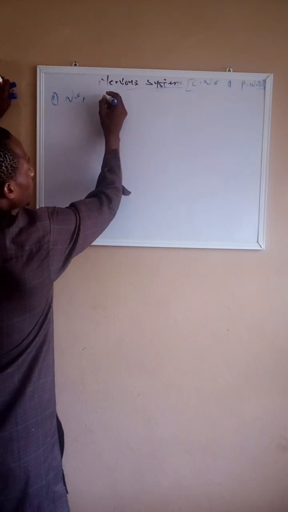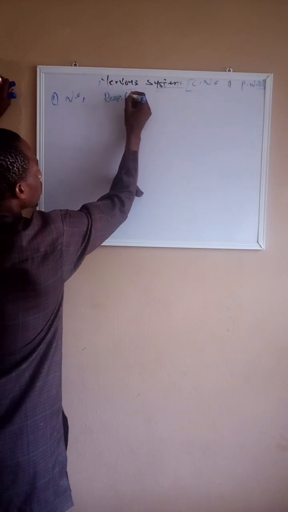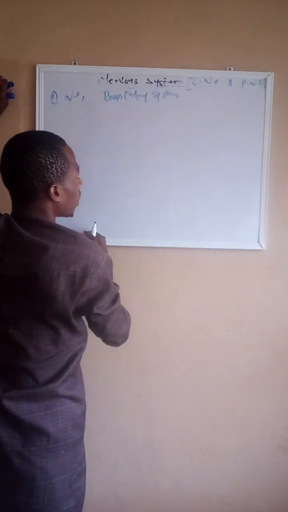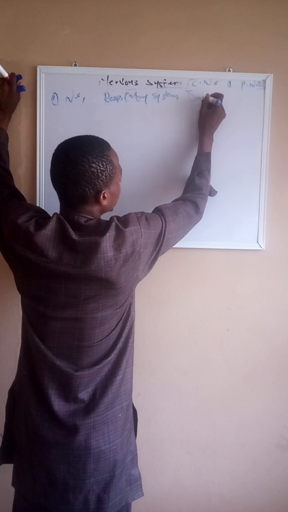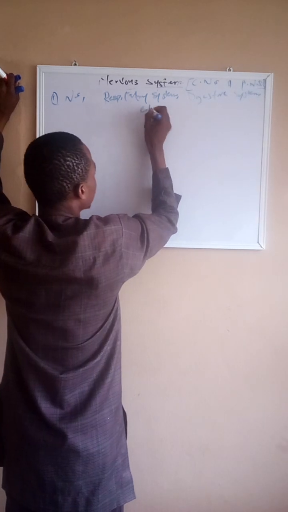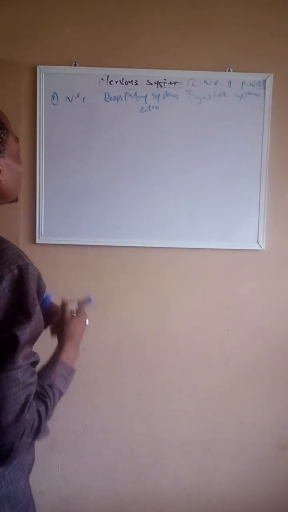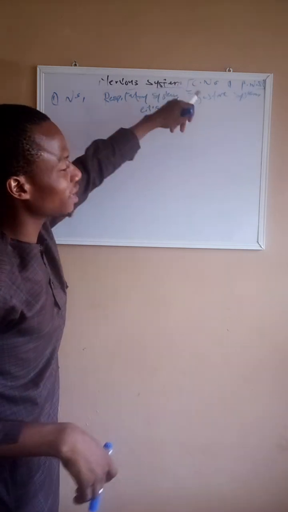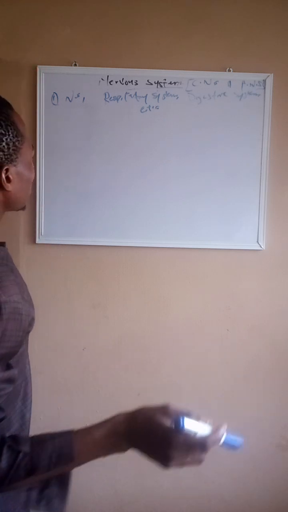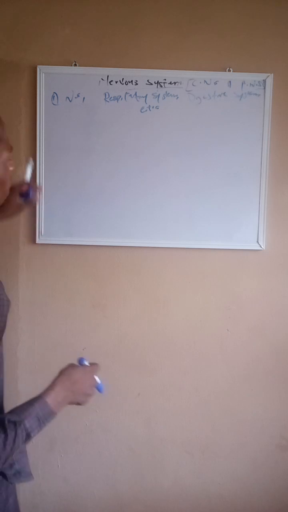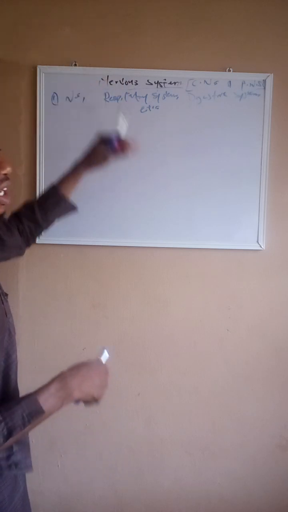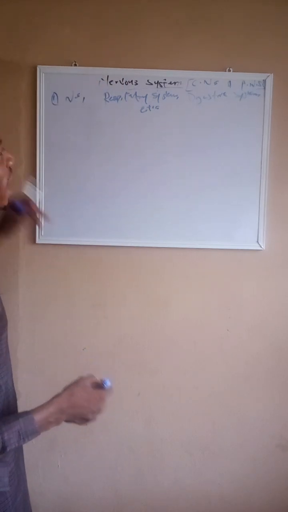Another is the respiratory system. We have the digestive system, and etc. We have different systems: the nervous system, respiratory system, digestive system, excretory system, as much as it goes. But the major function of this is that the brain controls every other system.